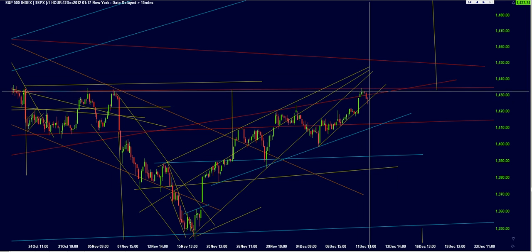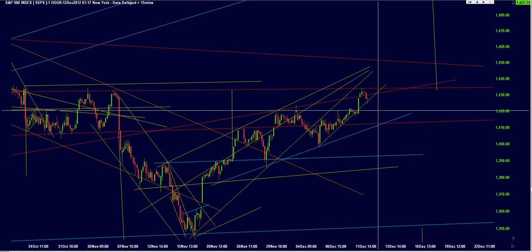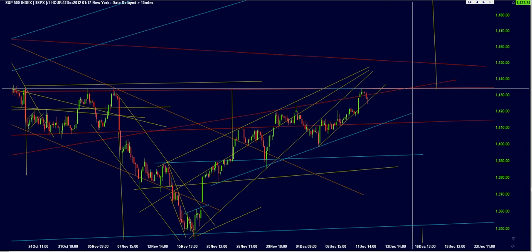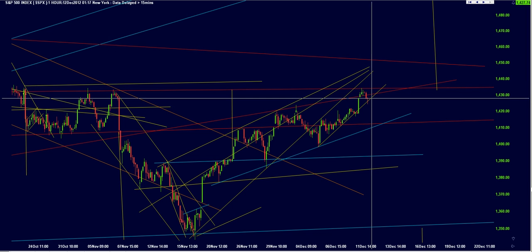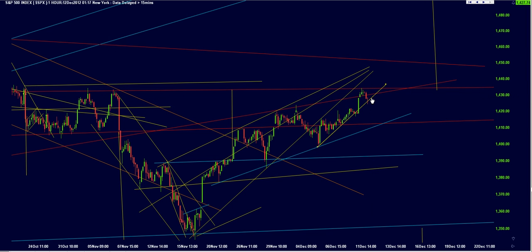Well, what I would love to see is that the market would eventually come down and tag on this red line around that 1415 area. Because if the S&P 500 could hold around this area here and then come up and take out this red line, we would be looking at an even larger pattern, and that would be shooting the markets all the way up into the 1500s.